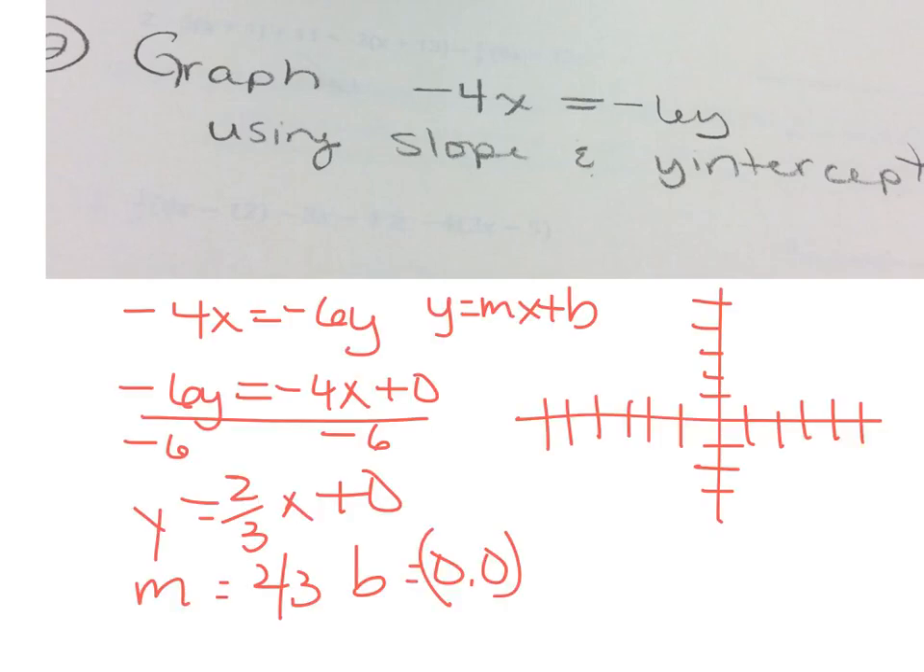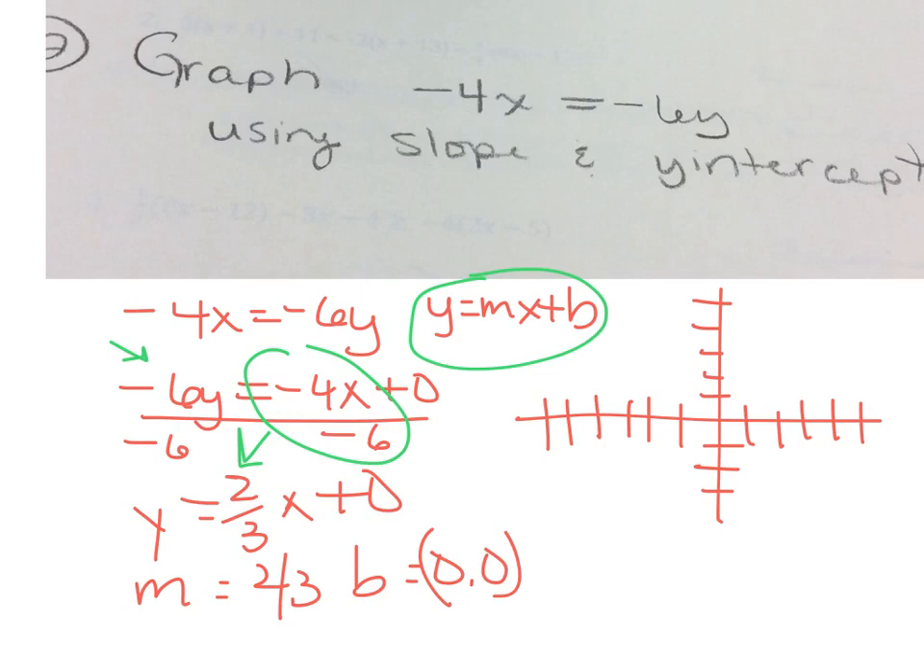Okay, so on this particular problem, slope and y-intercept means I need to be in slope-intercept form, which is y equals mx plus b. First thing I did was I took the equation and flipped it around, and I made it negative 6y equals negative 4x plus 0. I added a 0 because I could tell I needed something for the b. I divided everything by negative 6, so it became y equals negative 4x over negative 6, which reduces to 2/3x. 0 divided by negative 6 is 0, so my slope is 2/3. My y-intercept is (0, 0).